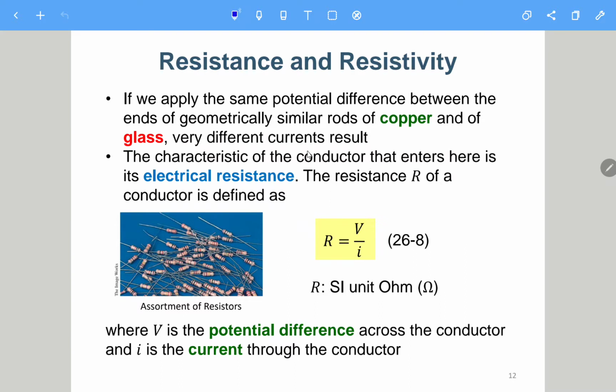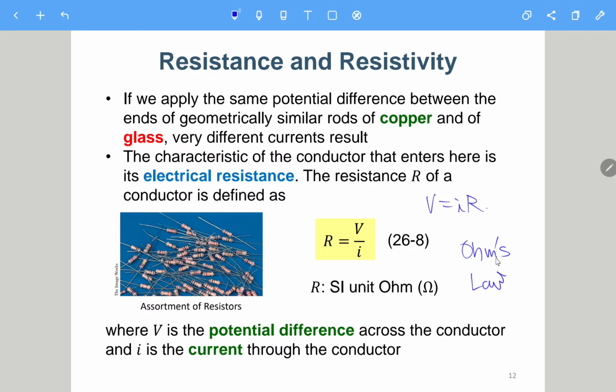The ability to conduct. So the characteristic of the conductor that enters here is the resistance. I suppose you should have learned the so-called Ohm's law, V equals IR. V equals IR is the so-called Ohm's law.